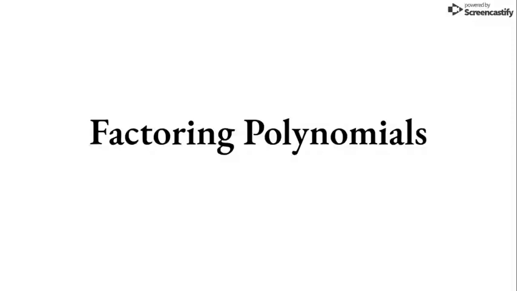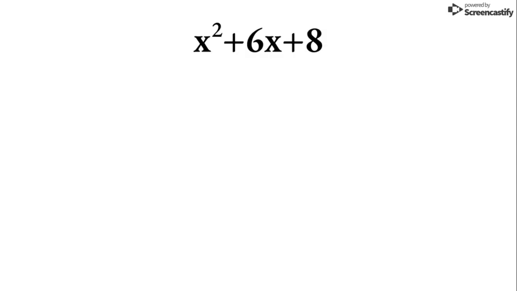A polynomial is a mathematical expression that consists of multiple different terms, which are separated by addition or subtraction. Factoring is a useful tool that we can use to simplify these expressions. In the past, you may have factored expressions using a GCF, or greatest common factor. However, as you can see from this first polynomial, the coefficient of x squared is 1, so we can't use a GCF in this case.